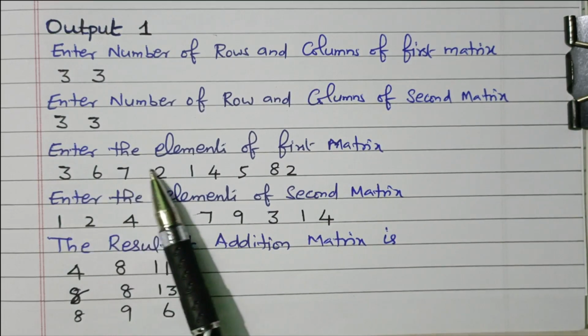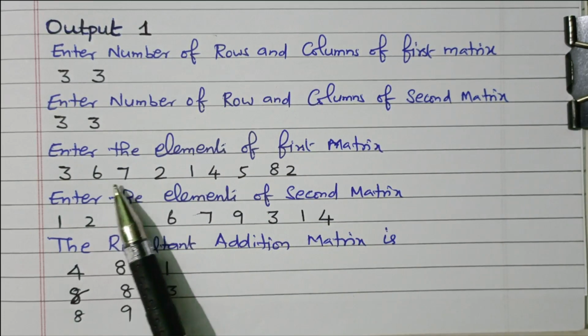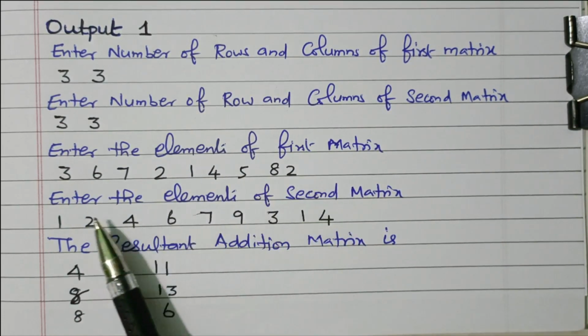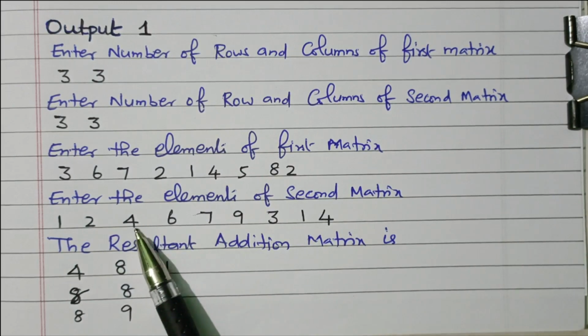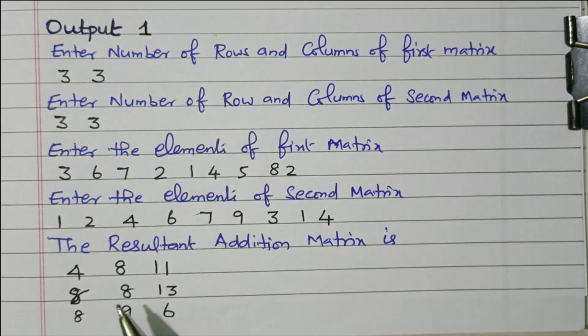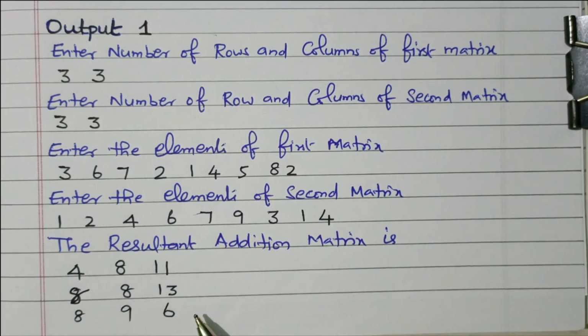Now enter the elements of the first matrix. What we discussed in the example, the same elements 3, 6, 7, like that. Then enter the elements of the second matrix, 1, 2, 4, matrix B. So this will be added. The resultant will be 8, 4, 8, 11, 8, 8, 13, 8, 9, 6. What we discussed in the example, the same values, right? So this is one possible output.